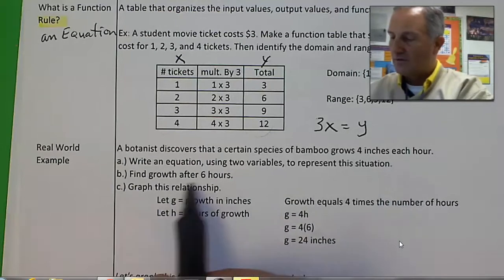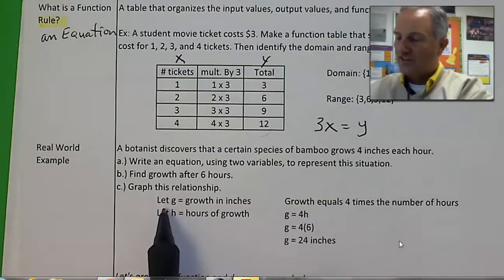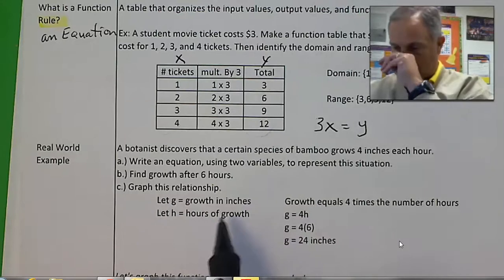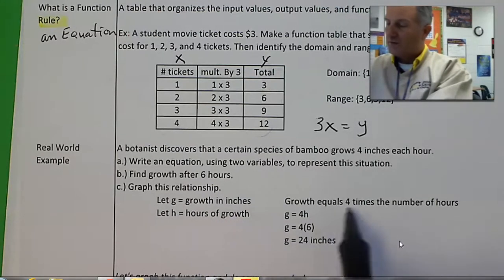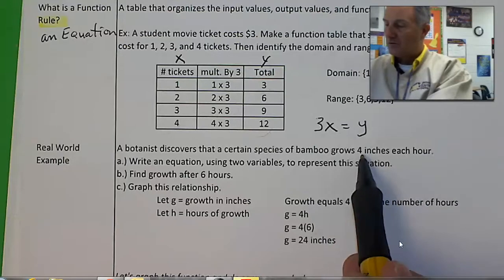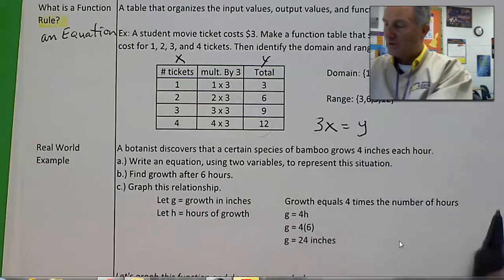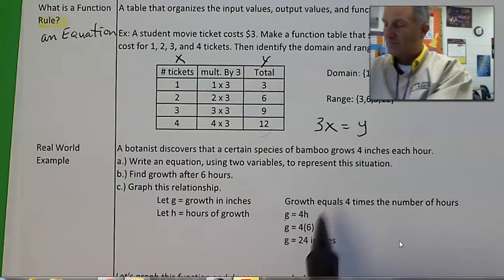B, find the growth after 6 hours, and C, graph it. If we say G is the growth in inches, and H is the hours of the growth, then the growth is going to equal 4 times the number of hours, because it says it grows 4 inches every hour. So the growth, how high it is, will equal 4 times H, the number of hours.